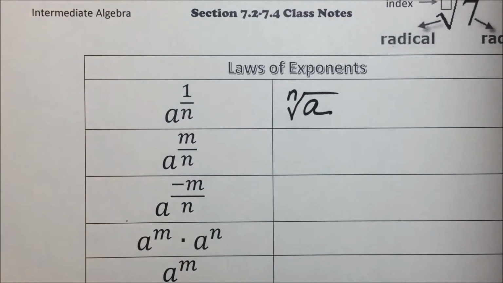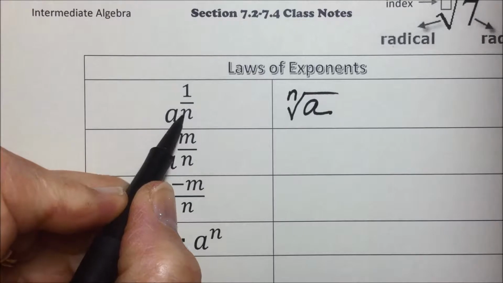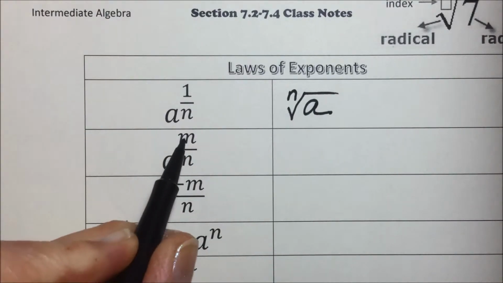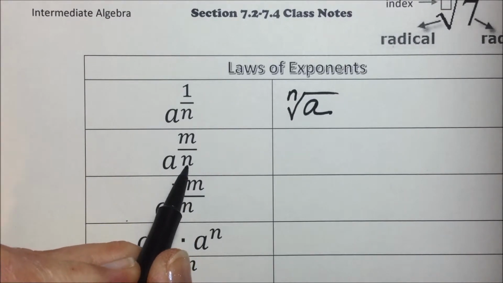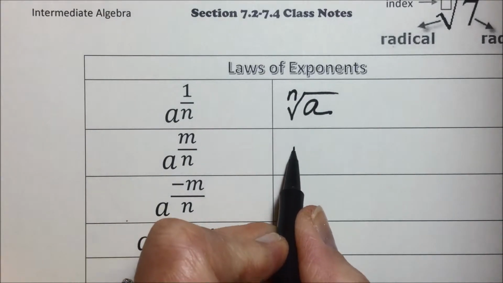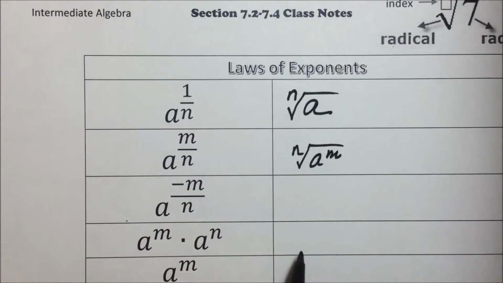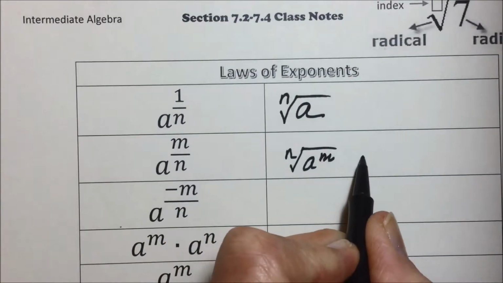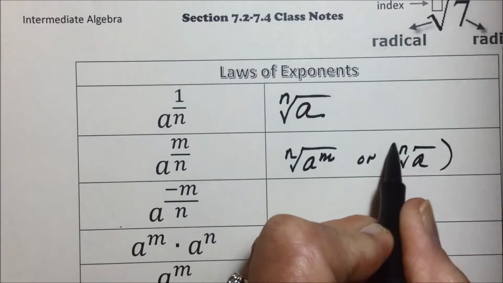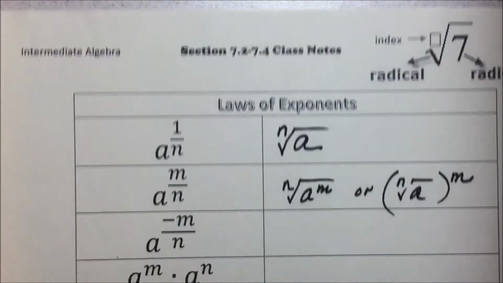The denominator of the exponent is the index of the radical expression. So if we have a to the m over n power, this means that we are taking the nth root of a to the m, or we are taking the nth root of a raised to the m power. And let's look at some examples.